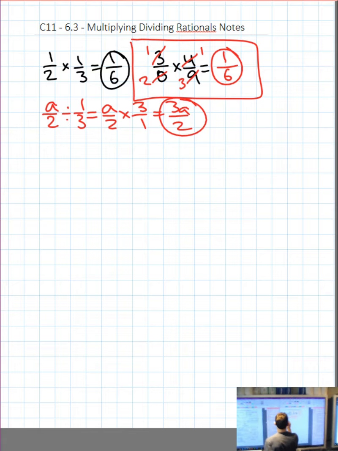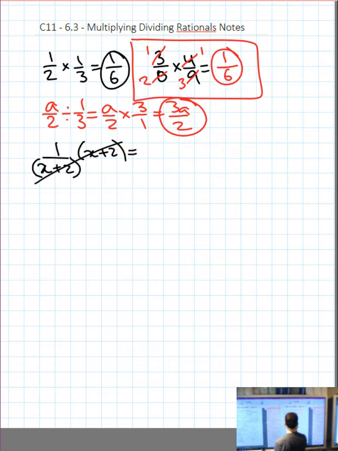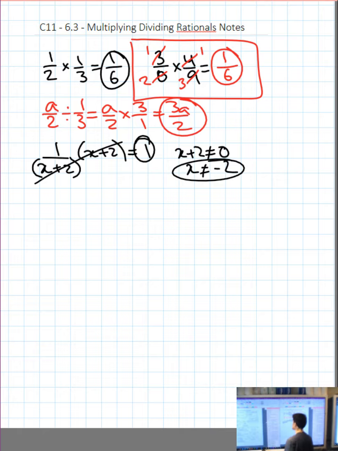Okay, the next one, we have 1 over x plus 2 times x plus 2. Well, what's this equal to? Well, we literally have an x plus 2 on the top and the bottom. Cross them out, divide the top and bottom by x plus 2, and it's equal to 1. State your restrictions. X plus 2, setting any denominator ever, can't equal 0. X can't equal negative 2. We're not solving equations, we're just simplifying expressions, circling our answer and circling our restrictions.